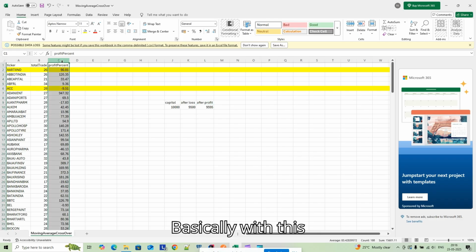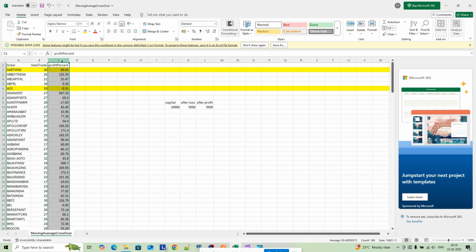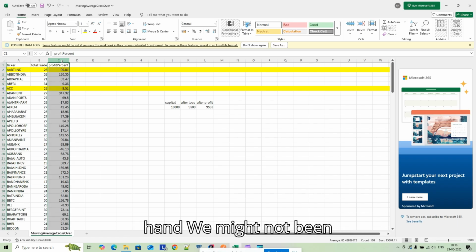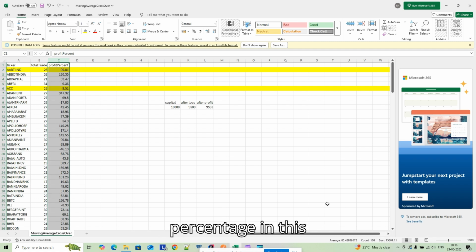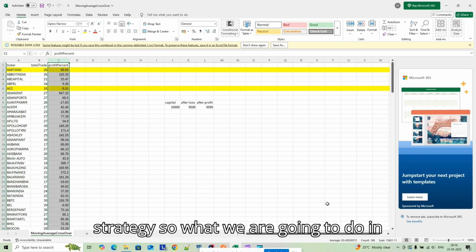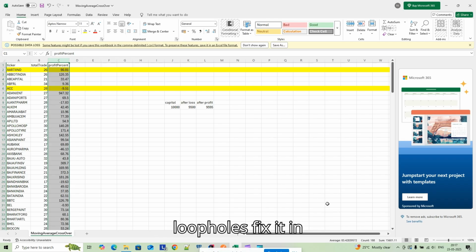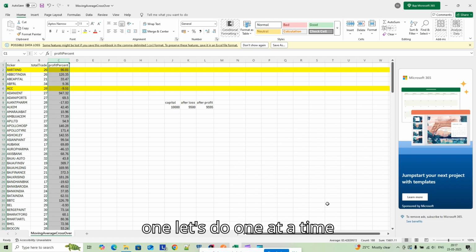Basically with these loopholes in hand, and a few other loopholes as well, which I'll walk you through in the upcoming videos, we might not have achieved 15,601 percentage in this strategy. So what we are going to do in our upcoming videos is to find the loopholes, fix them in our code, and do the backtesting one by one. Let's do one at a time.